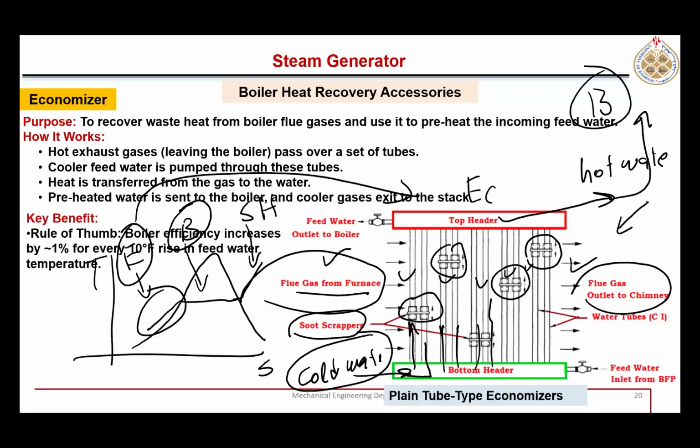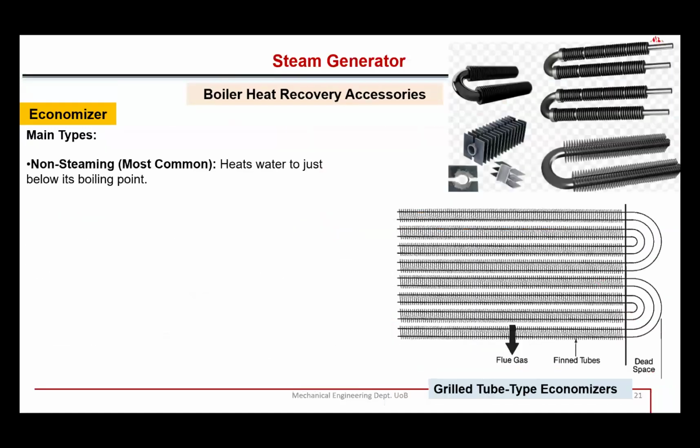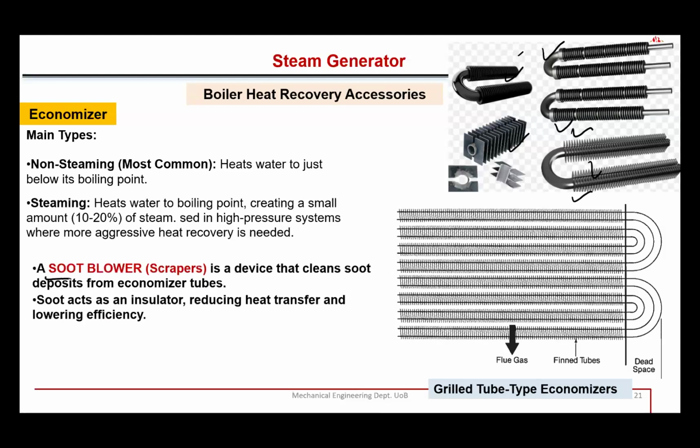Okay, so that is simple. You can simply go through. Then economizer, it could be of different types. It could be simple tube or tube with fins to increase the heat transfer. So fins could be rectangular shape or circular shape, all those which we covered in heat transfer, right? So as I told you, there will be a scraper or soot blower that will clean the soot deposit from the economizer tubes, right? Because that soot acts as an insulator that will reduce the heat transfer and lower the efficiency.